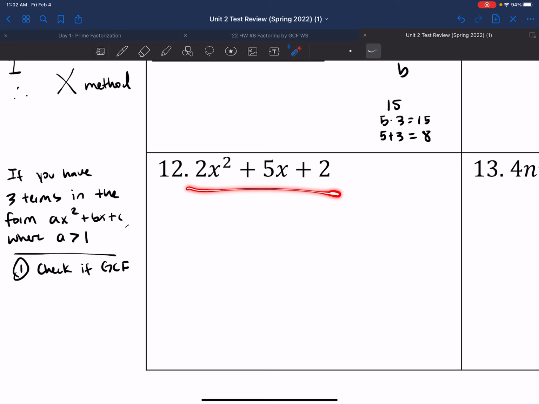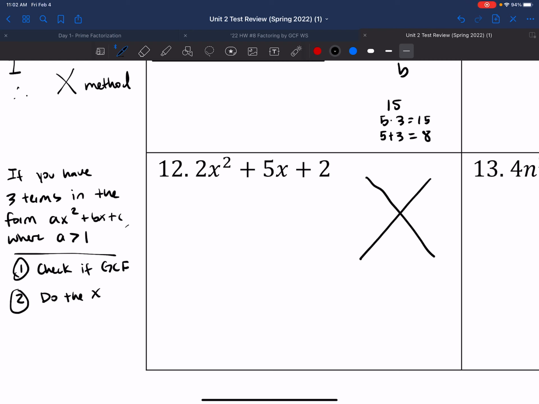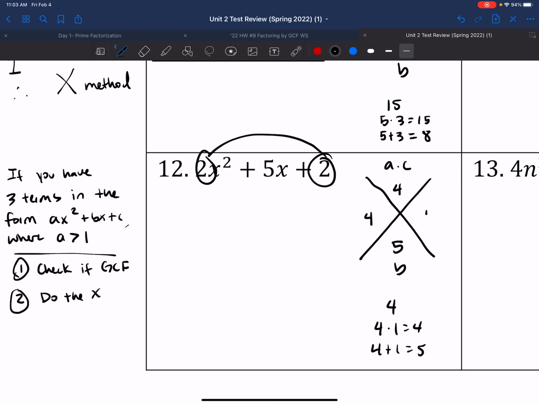Well, I'm looking at these, and I can't think of a number that goes into 2 and 5 and also 2 at the same time. So I'm going to go ahead and just do the X method now. So I draw an X, and a times c goes up top, and b goes on the bottom. I'm going to say 2 times 2. 2 times 2 is what? 4. And then the b for bottom, which is 5. So I put a 5 here. And then thinking, okay, 4 times 1 is 4, but 4 plus 1 is 5. So I'm going to put a 4 here and a 1 here.